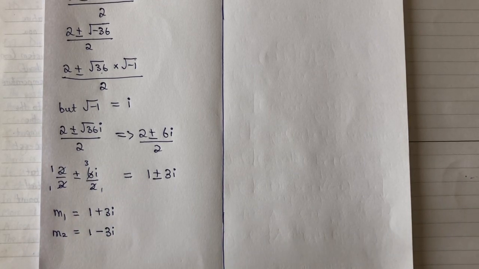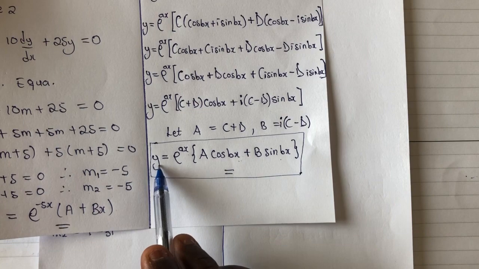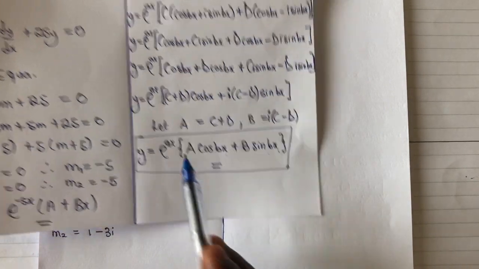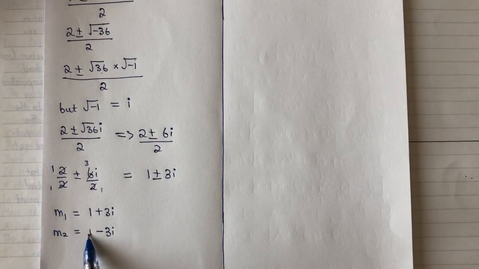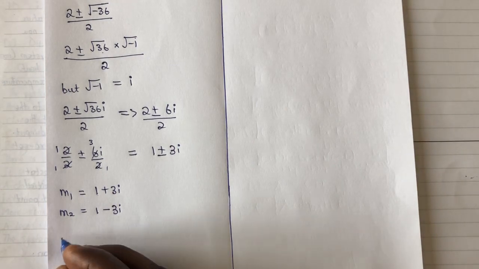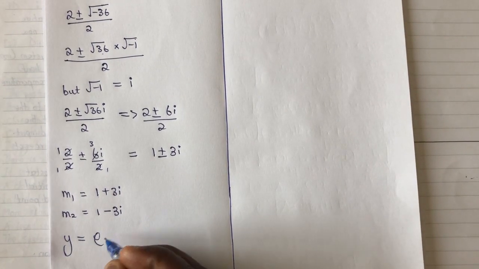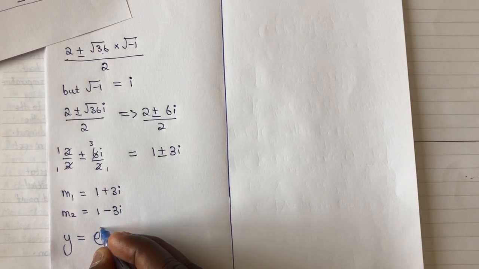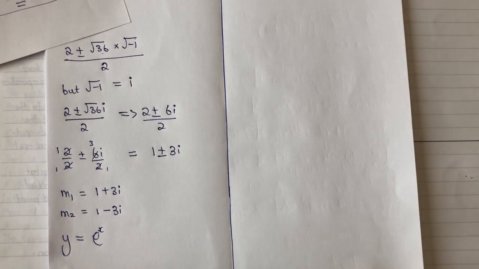So everything here is complex. So what will be our general solution? We have already discussed how to generate the general solution. So this is it. This is what we will write as our general solution. So we substitute A here, and note that this is A, this is A, and this is B. So our general solution becomes y equals e raised to the power ax, where a is 1. So it is 1x, the same as x.